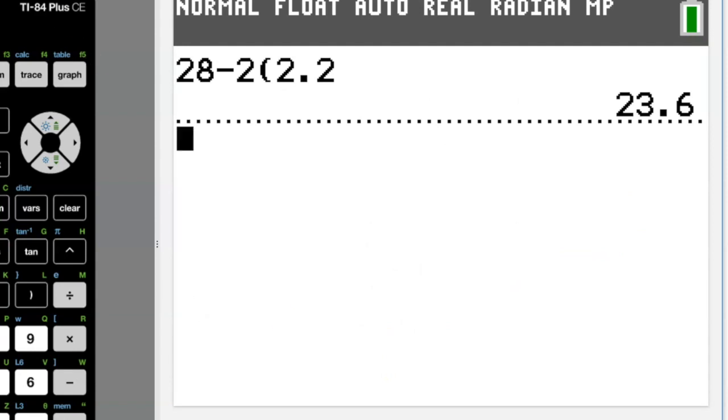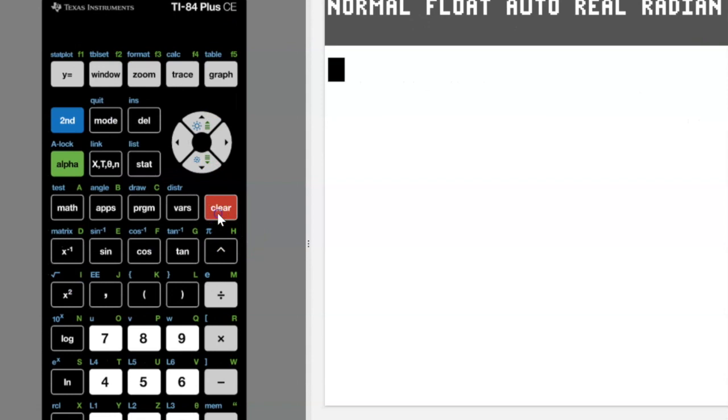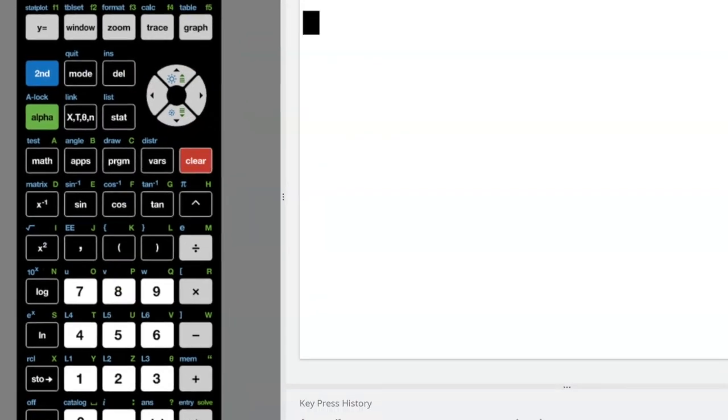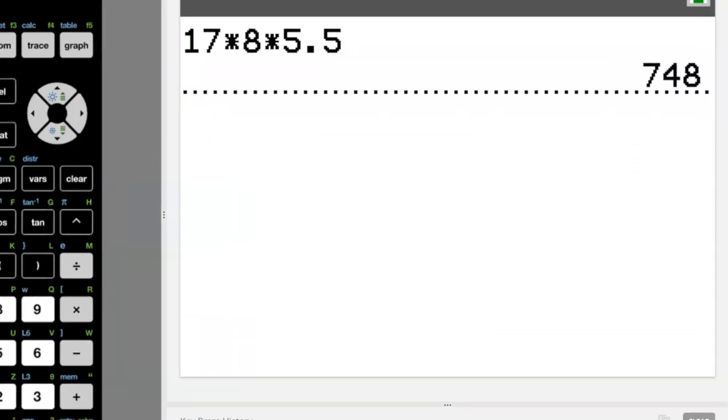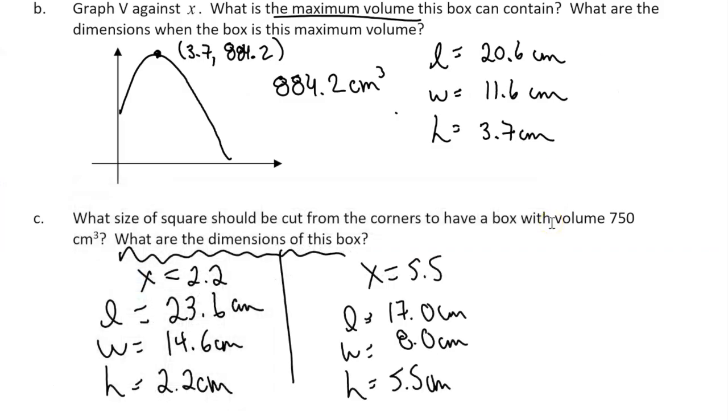So if you check something like that here, you could say, okay, well, what would happen if I wanted to check out those dimensions? So I could say 17 times 8 times 5.5. And you get an answer of 748. So you don't get an answer of 750, and that's because that 5.5 was a rounded answer, but it's going to be close enough to something where you could say, I feel pretty confident that I did this correct because that's pretty close to 750 based off of the rounding that we were allowed to do for that question.